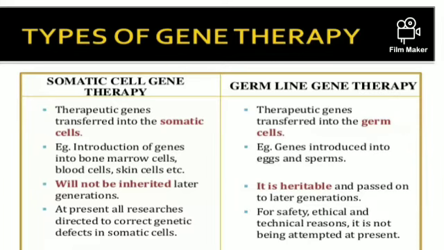So germline gene therapy means the therapeutic gene is transferred into the germ cells, that is the egg cell or sperm cell. And somatic gene therapy means the transfer of the gene into the somatic cell, that is the bone marrow, blood cell, or skin cells. So these are the two different types of gene therapy: first the somatic cell, second the germline. Always remember what somatic cell gene therapy is and what germline gene therapy is.